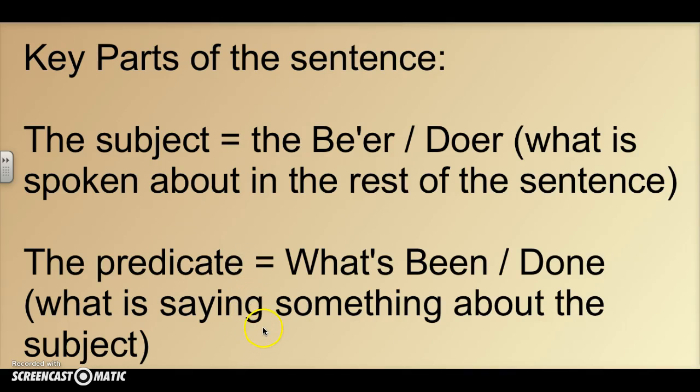It's saying something about the subject, so what the subject is doing or being. So "am a teacher" would be the predicate. "Ate a hot dog" would be the complete predicate. The simple predicate is the verb or the verb phrase. So in both those examples, "I am a teacher," "am" would be the simple predicate, and "I ate a hot dog," "ate" would be my simple predicate.